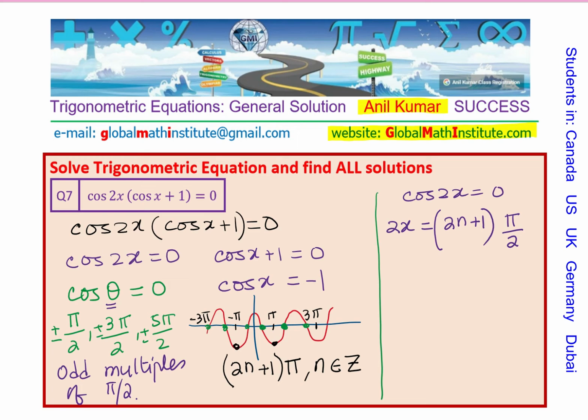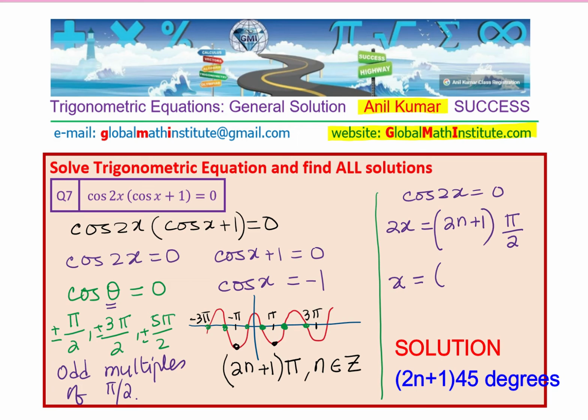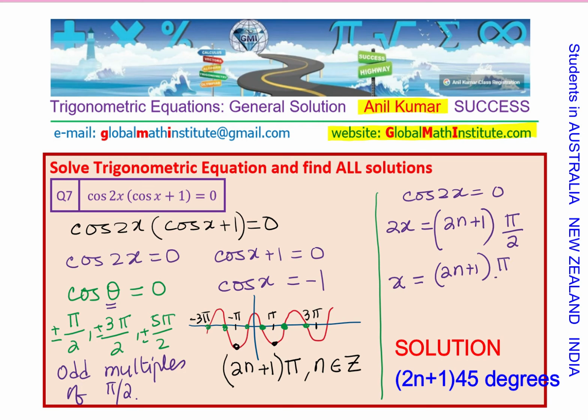But this is 2x because it was double angle. What is x? So the general solution for x will be, I am going to divide it by 2. So it is odd multiples of pi by 4. That is it. You see how we have given you this solution, right? So that is the way to write down the general solution. So I hope you understand and appreciate it, right?